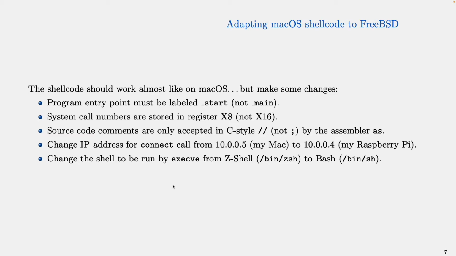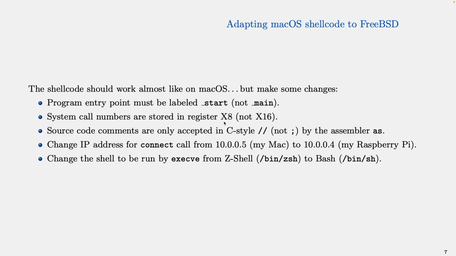Here are some changes we need to make for our shellcode, and these are either self-evident or very easy to Google, so I'm not going into where these come from. The first one being that the program entry point must be labeled by _start and not, as in macOS, by _main. The system call numbers are not stored in x16, but they're stored in the register x8 on FreeBSD.